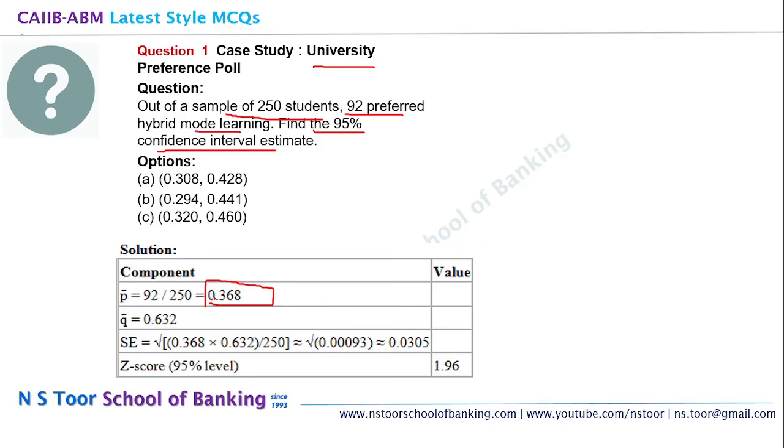So when 36.8% of students have agreed, it means the balance students have not agreed for hybrid mode learning. How much are they? That is 1 minus 0.368. So what is the Q bar? Q bar is equal to 1 minus 0.368, that is 0.632. So you can see this calculation also.